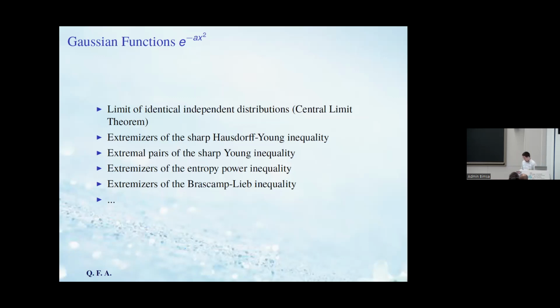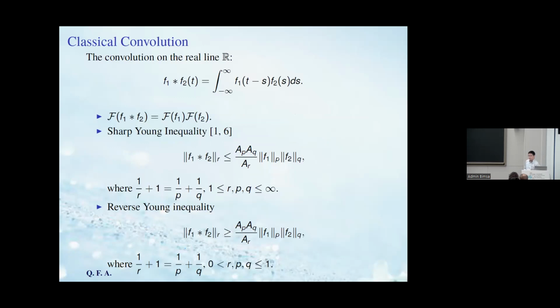The sharp Young inequality satisfies this condition, while the reverse one is different. You see that the condition is different. Here, p, q, r are less than or equal to infinity, and greater than or equal to 0, and here, it is from 0 to 1. You see, these are completely different inequalities actually. So usually in harmonic analysis, there are a lot of such cases. If you can find an inequality, then you can consider the reverse one.